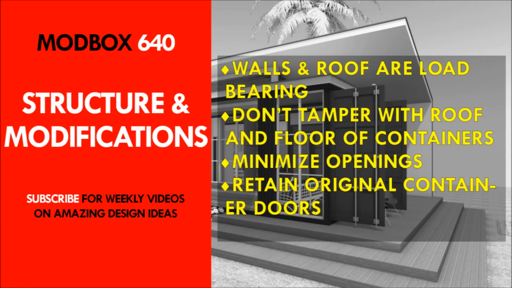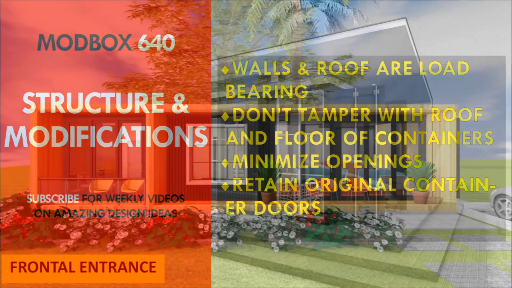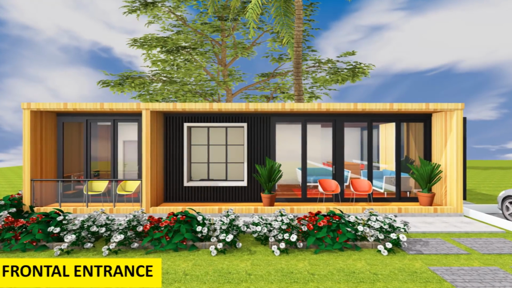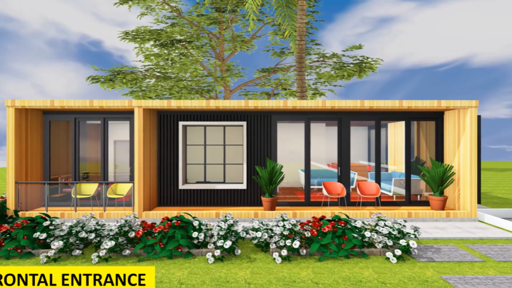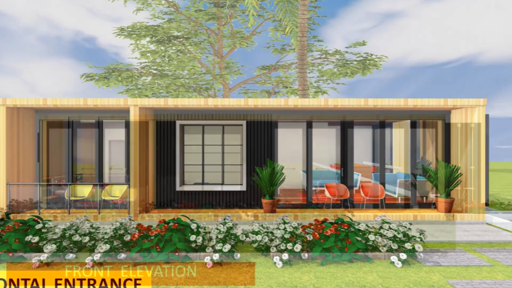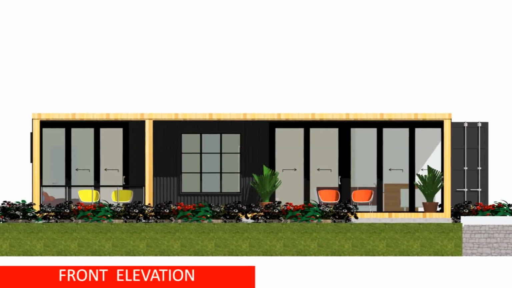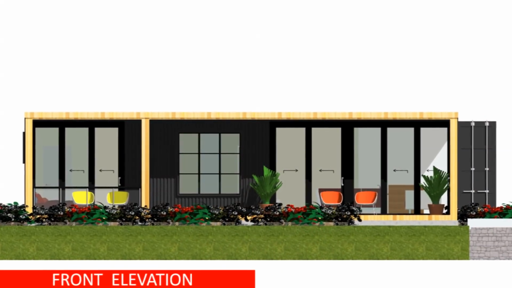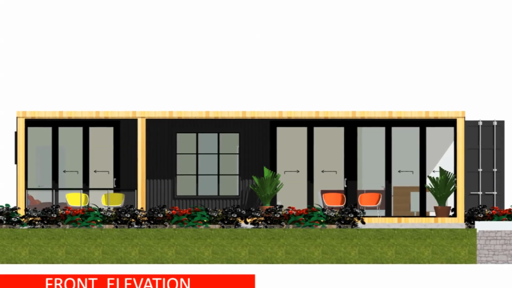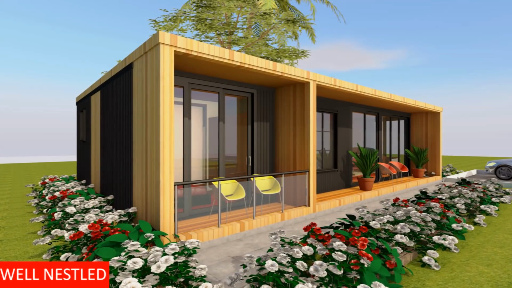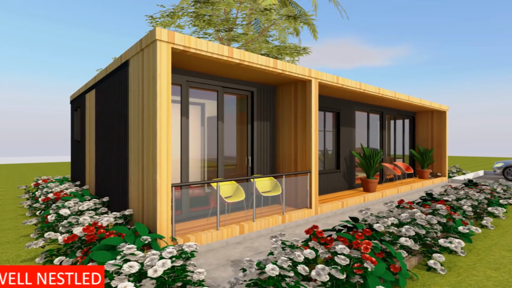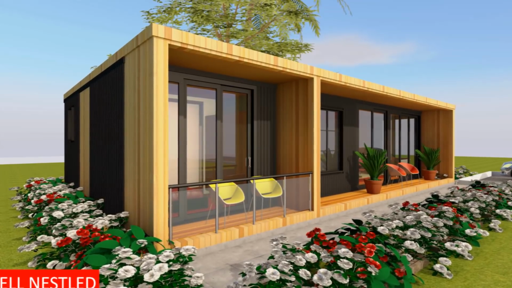Next, we look at the structure and modifications. As a rule, we don't tamper with the floor and the roof of our shipping containers. So in this particular design, we have maximum use of fenestrations to provide ample lighting for the master bedroom, the living room, and all the bedrooms. This is to enable us to have maximum daylighting and also to improve the general outlook of our design.